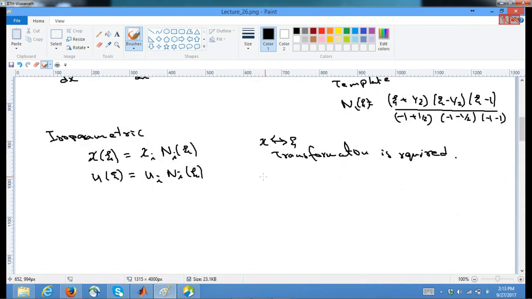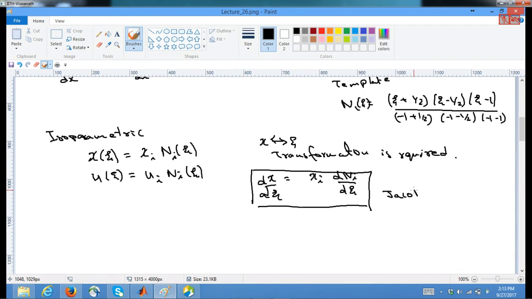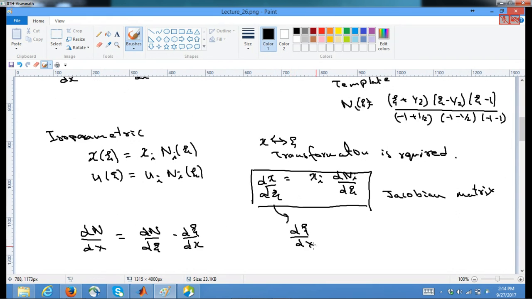Further, the relation between dx and dξ, we can say easily, is dx by dξ equals x_i dN_i by dξ. So this transformation we call the Jacobian matrix, and when we want to compute dN by dx, we know that it is dN by dξ into dξ by dx. So if you know this, we can compute it, and this quantity can be obtained by differentiating this.